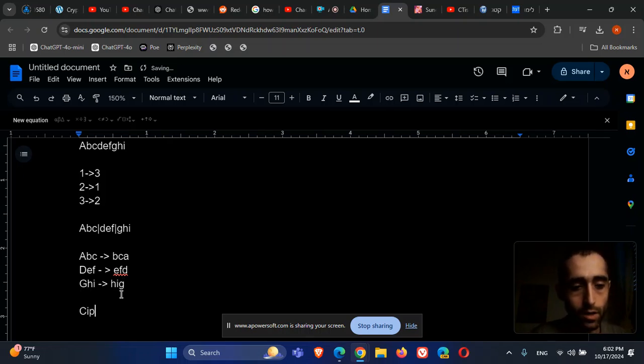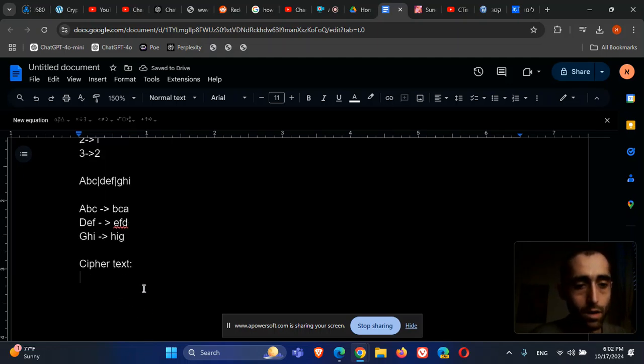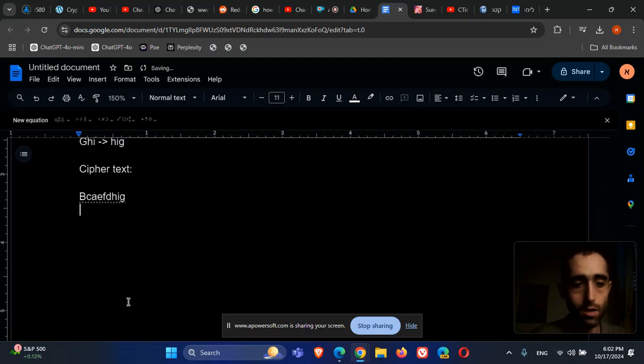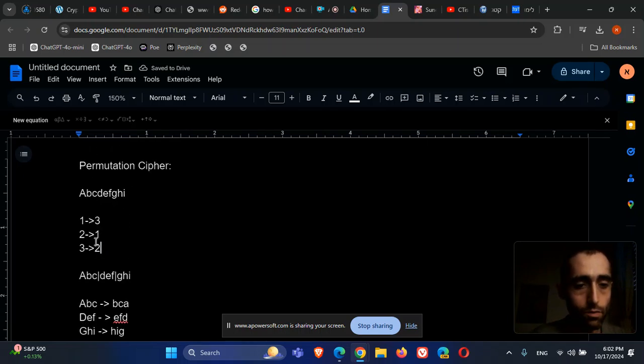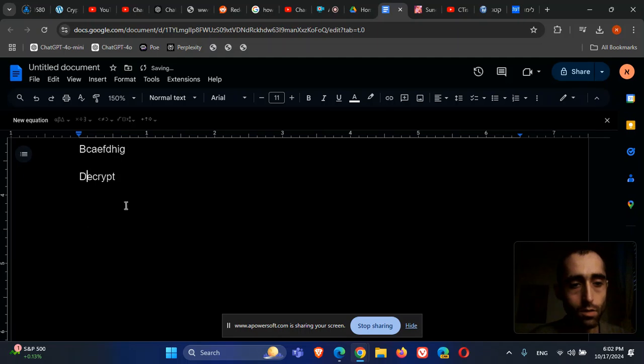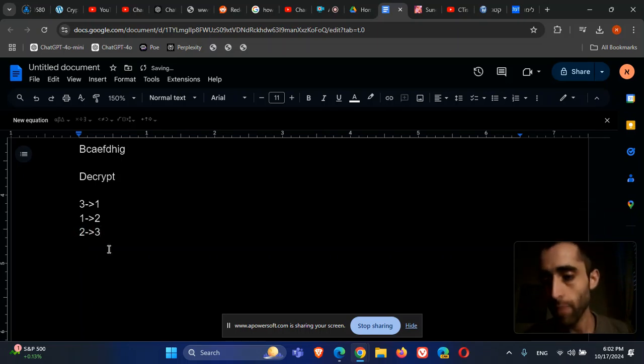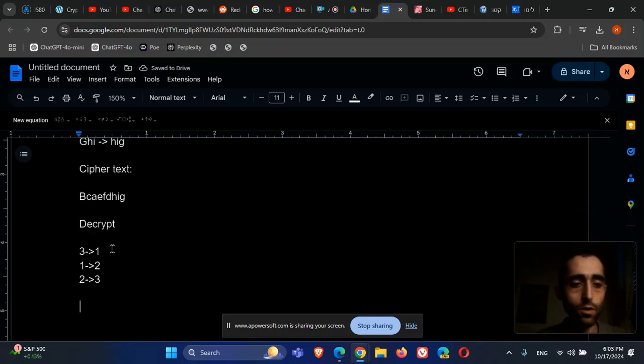And then the ciphertext, therefore, will be BCA, EFD, and HIG. And in order to decrypt, what I will do is just the reverse of this. So instead of this, I will do 3, 1, 2, and so on for each triple. And then I will get back the plaintext from the ciphertext. I will convert it using this decryption permutation and get the plaintext.